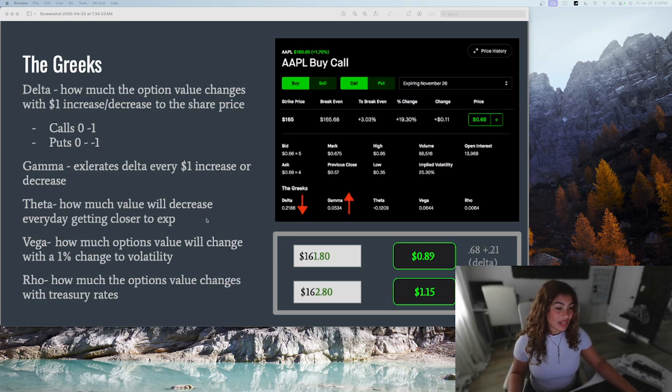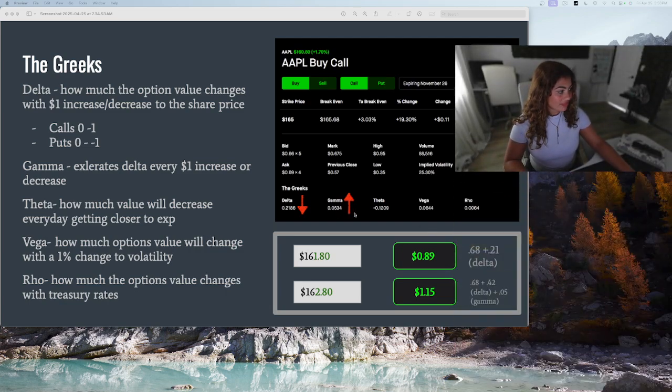Gamma accelerates delta for every $1 increase or decrease. So let me explain that. It might seem a little bit confusing. I think this is the most confusing one. Anyways, so for the first dollar in your favor when you buy the contract, it's going to go up $21, okay, to 89 cents. The dollar after that, it's going to be applied from the gamma.